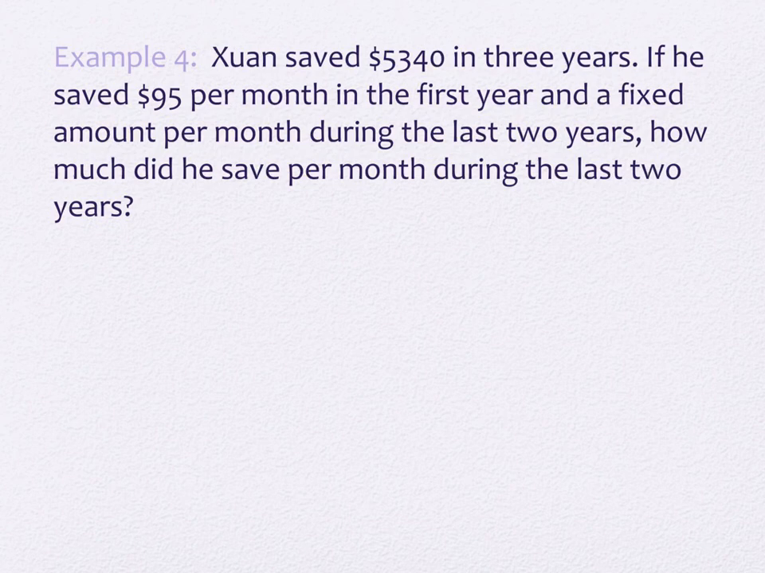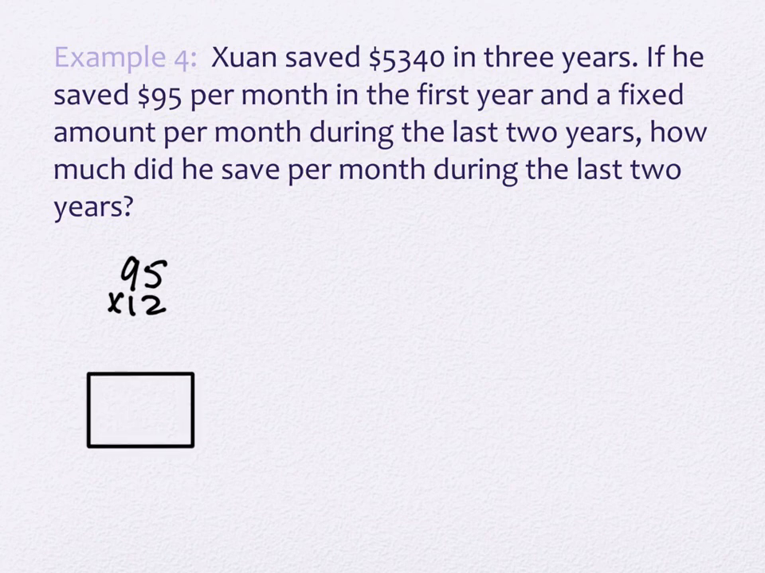95 times 12. How come, Faith? Okay, the first year, every month he saved $95, so there are 12 months. This is going to help us figure out how much he saved in year 1, right? You can use whichever method you would like to solve this. I think I will use partial products. Why not? Let's go with it.